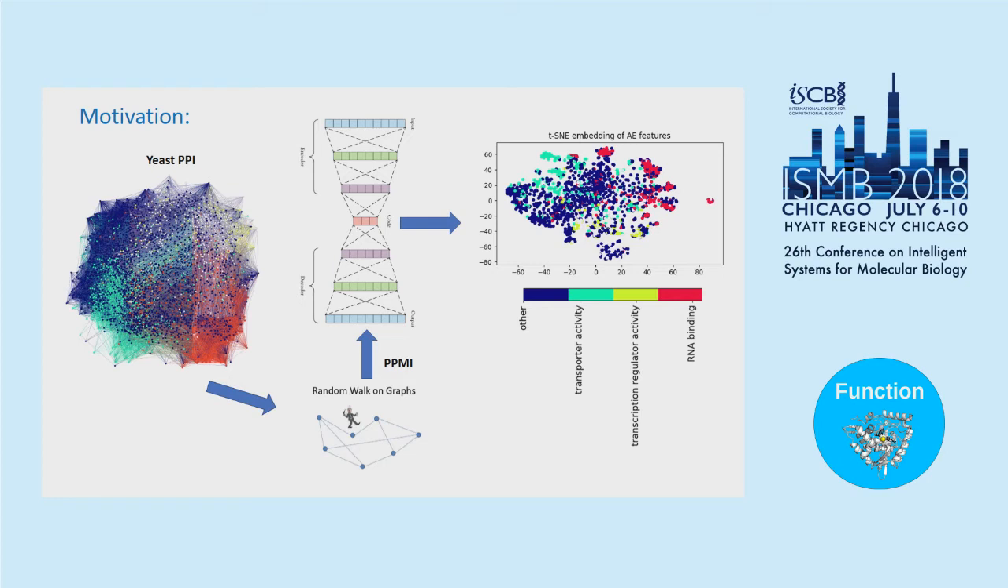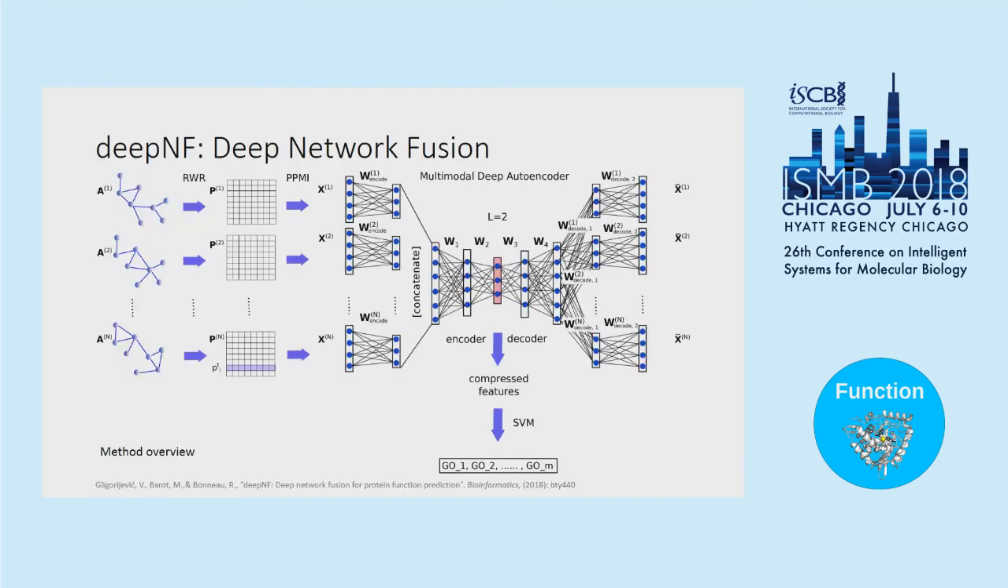The way we extend this approach when we have a collection of different networks is to use a multimodal deep autoencoder, or MDA. This is the pipeline of our method. It's composed of 3 steps. The first step is we run random walk on each individual network, the second is we construct PPMI matrices from each individual network, and then we use a multimodal autoencoder.